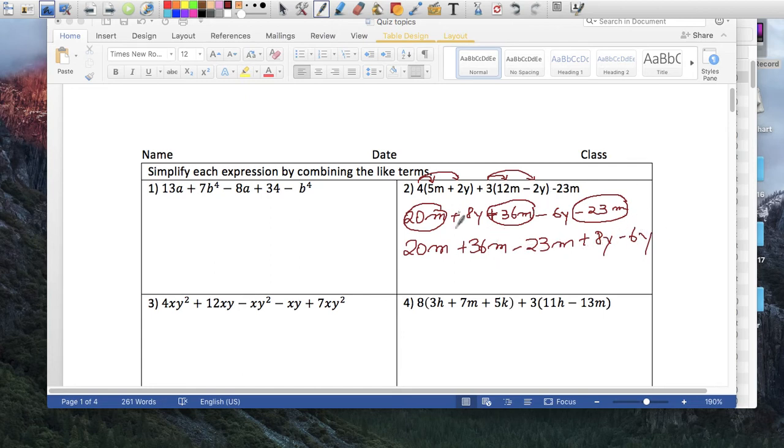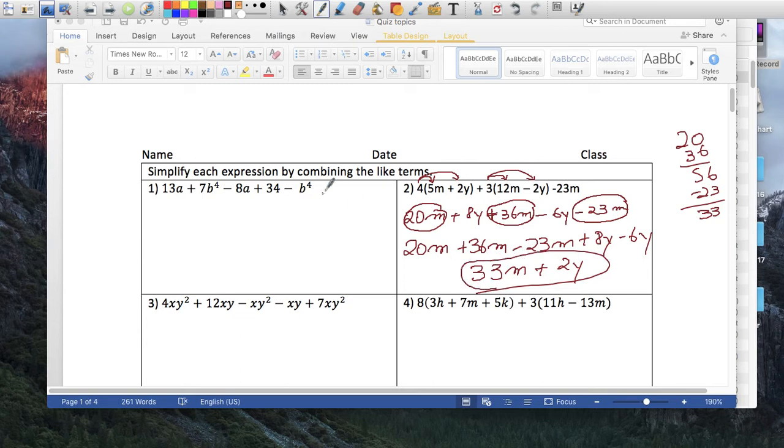So now I can combine 20m plus 36m. Okay, that gives me 56. And then I'm going to subtract 23. That's going to give me 33. So these three terms combined give me 33m. And then I have these two y terms, 8y. If I have 8 y's and I take away 6 of the y's, I'll be left with plus 2y. So there's the final answer, and that's what I'm looking for.